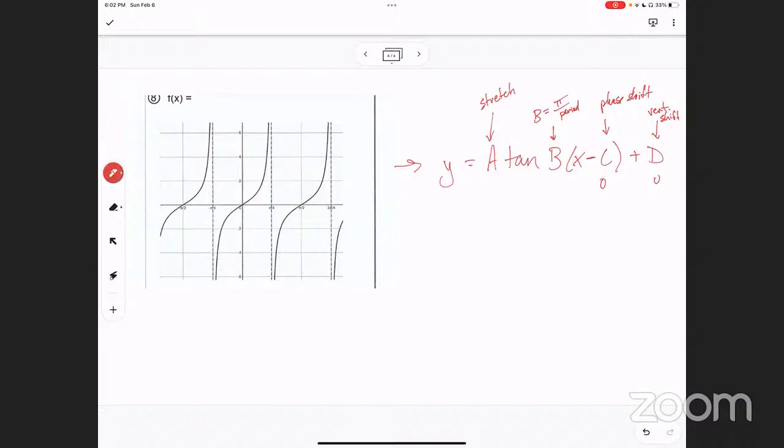Yeah. So my stretch is 0. I'm sorry, my a is 1, not 0. And so the only thing to do is to find out what b is. So tell me what b it would be.